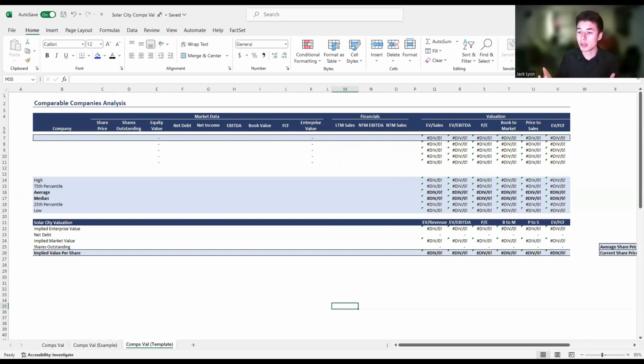I hope this helped you guys. I hope you now understand why and how you should complete a comps valuation, and you can add it to your valuation toolkit the next time you want to value a company.